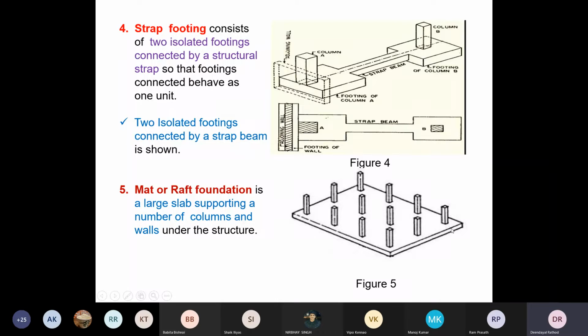Then finally, a raft or mat foundation. As the name suggests, the whole ground is filled with concrete, full concrete, and the reinforcement is taken out from it for the columns. So this particular type of foundation is called the raft foundation.